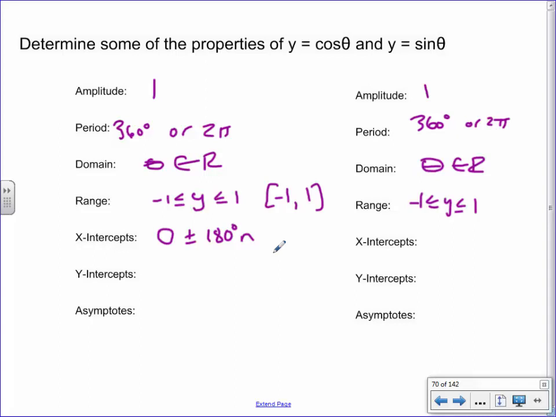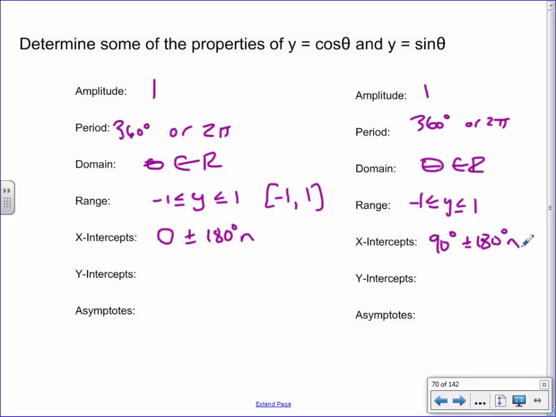Okay, it's a little different for cosine, though. This is the first time it's different. Where is your first cosine x-intercept on here? At 90. And then the next one's at 270. And the next one after that would be 180 degrees more than that. So it's very similar, but this x-intercept would be at 90 degrees plus or minus 180 m. Whole number, though, yeah. Because it has to be in whole rotations. So that's the first time the properties are actually slightly different, is x-intercepts.